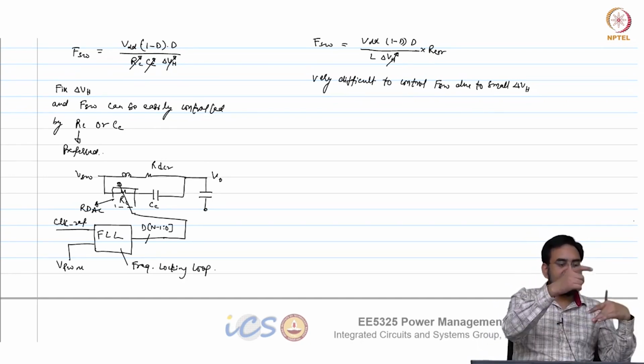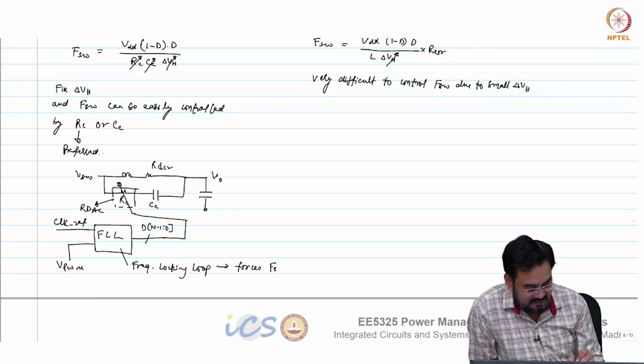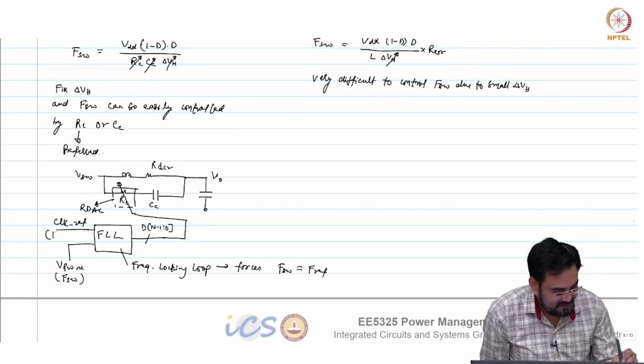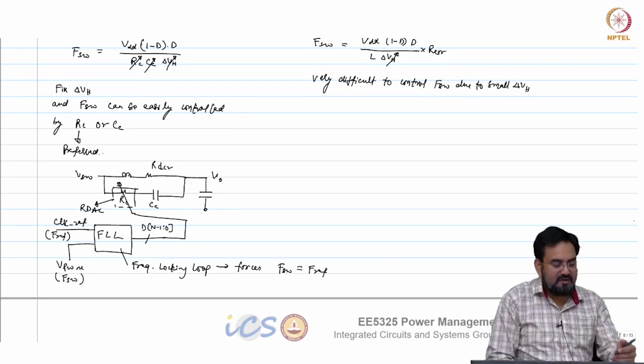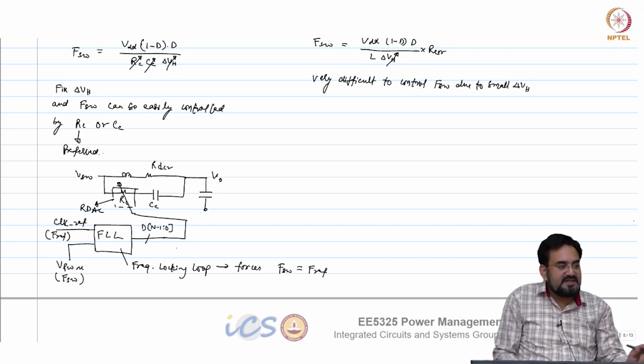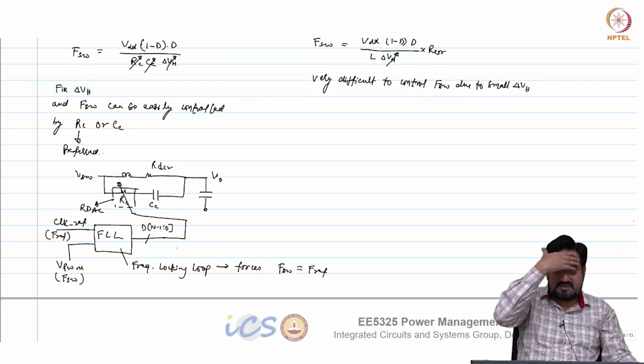So what it does basically, it forces FREF or FSW equal to FREF. So if this is FSW and this is FREF, if I want 1 megahertz, I will make FREF 1 megahertz, and this will generate a code which will fix the RC in such a way that VPWM is operating at, or FSW is 1 megahertz.